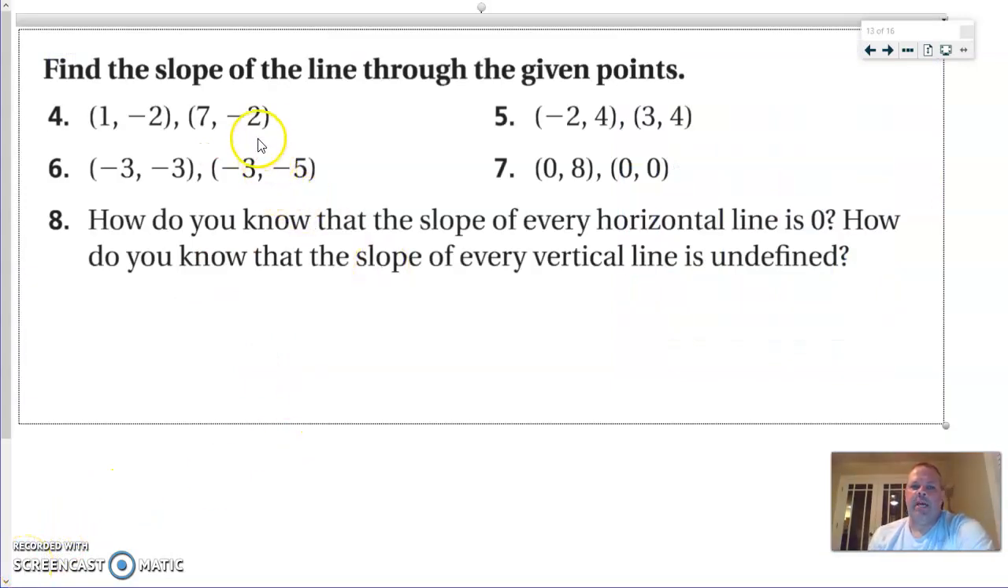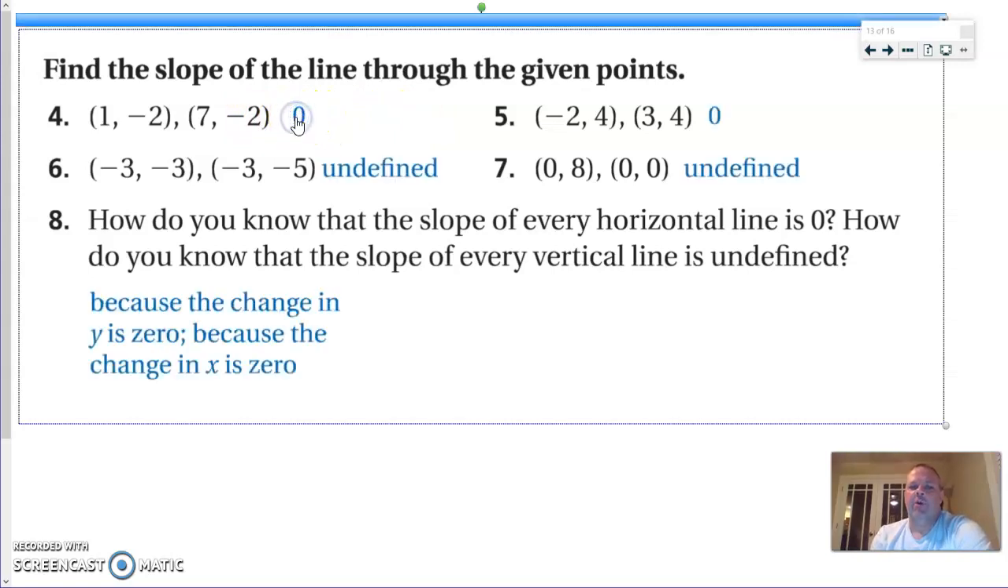In these examples, I see the y's are the same. This will be going horizontal, so we would have a 0 there. The y's are the same here. Again, we will have 0. X's are the same. That is on the bottom, so we will have undefined. And again, x's are the same, undefined.